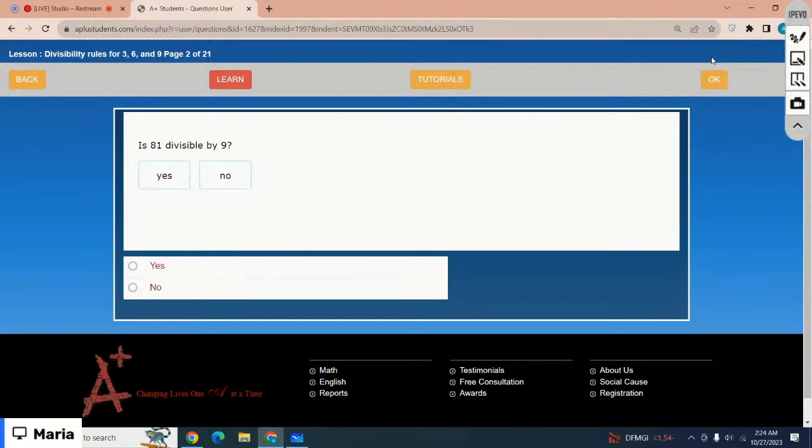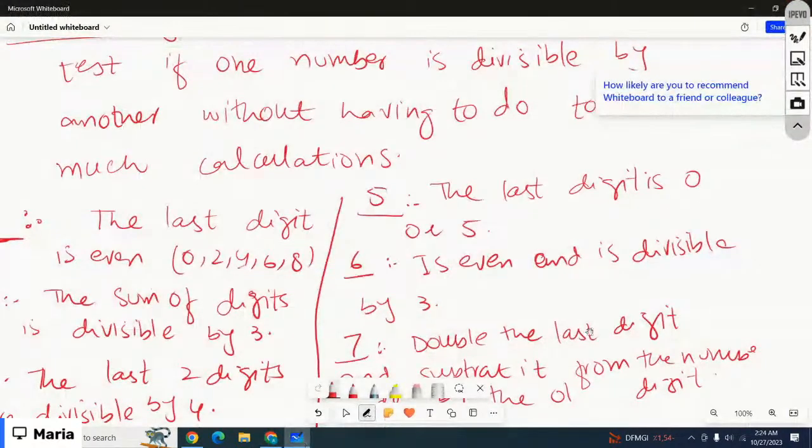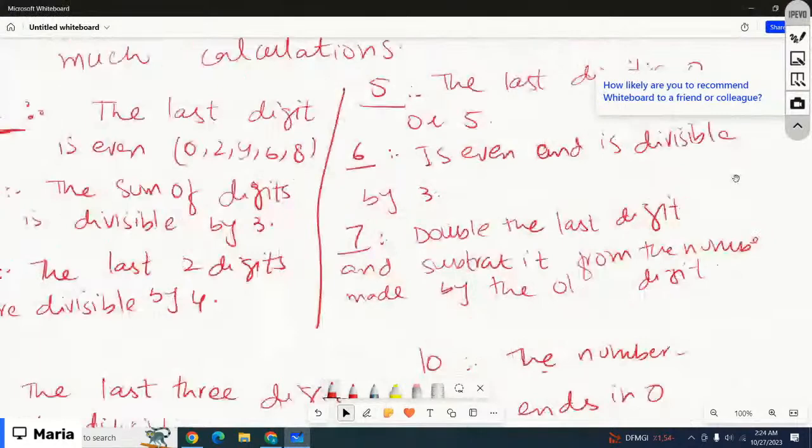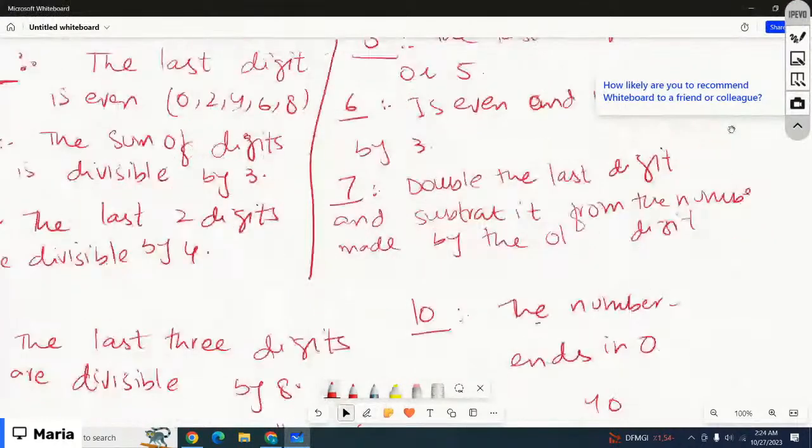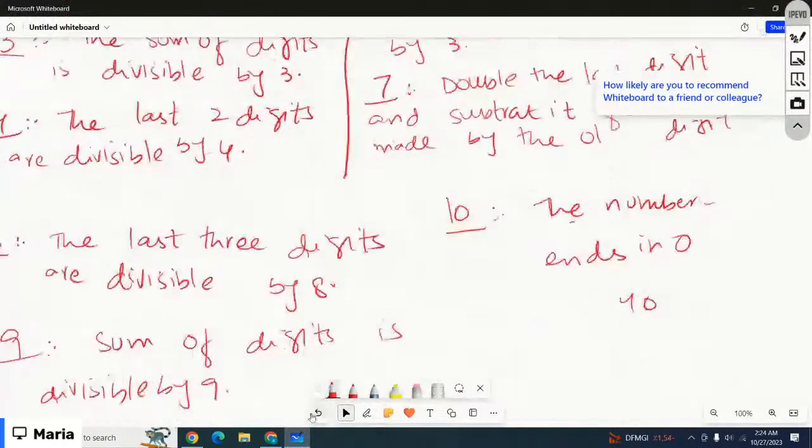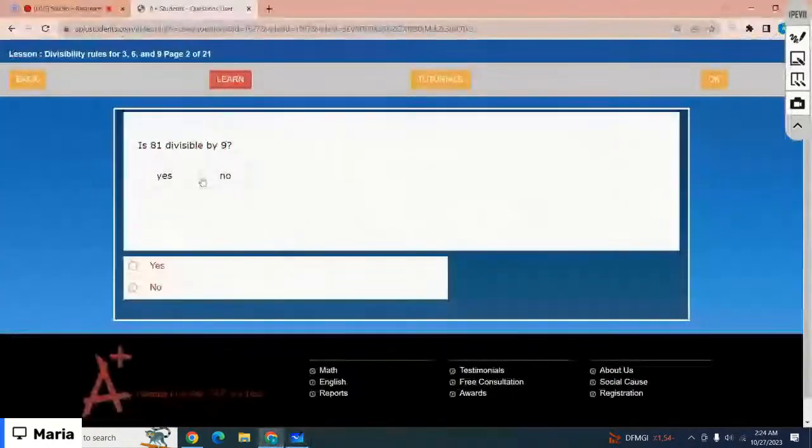81 is divisible by 9. You have to apply the divisibility rule for 9. The divisibility rule for 9 is that the sum of the digits is divisible by 9. So yes, 8 plus 1 is 9 and 9 is divisible by 9. 81 is divisible by 9. Hold on, 81 is divisible by 9. Yes, it is.